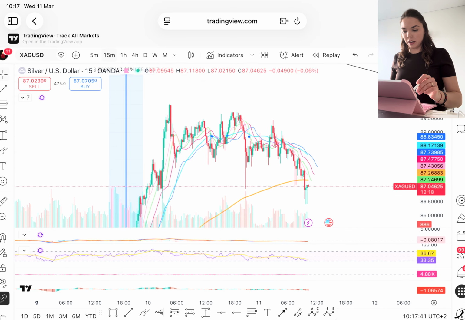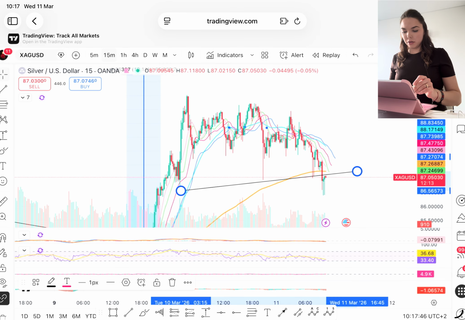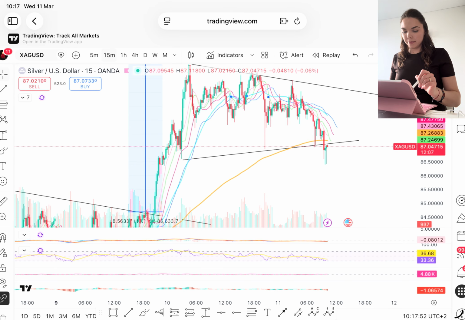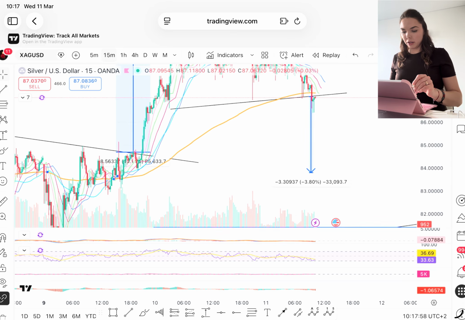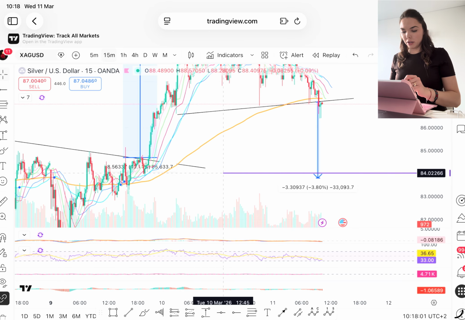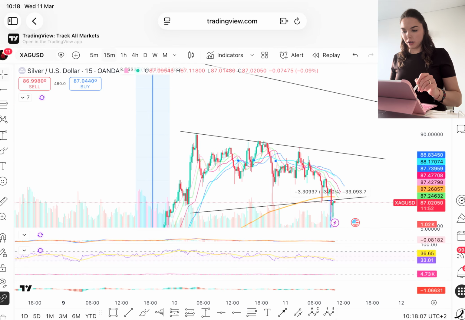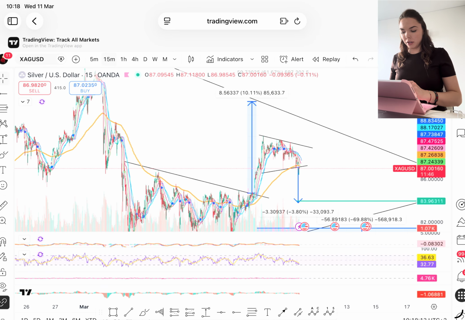By the way, yesterday in this part I made a lot of mistakes and lost a bit. And I have a feeling that it will go exactly into this level, right? I change color just for now. It seems like a testing of this triangle that we have in our time frame. It seems like that. And by the way, I think it will be.